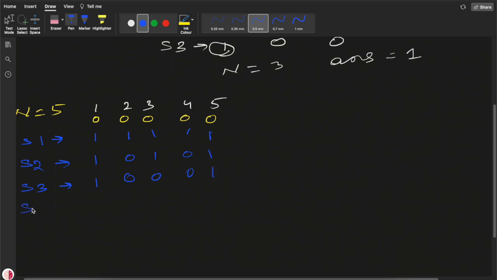And step 4. In step 4, 1 2 3 everything will be as it is, but 4 will toggle to 1, and 5 will be as it is, because 5 is not a multiple of 4. Then at step 5, 1 will be as it is, 2 3 4 also as they are, and 5 will toggle to 0. Now there are 2 bulbs which are on, so the answer is 2.